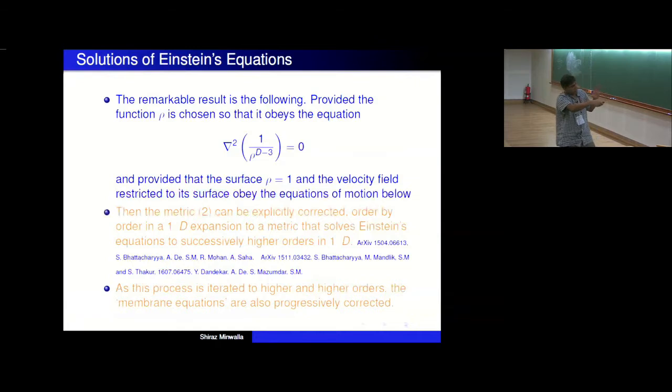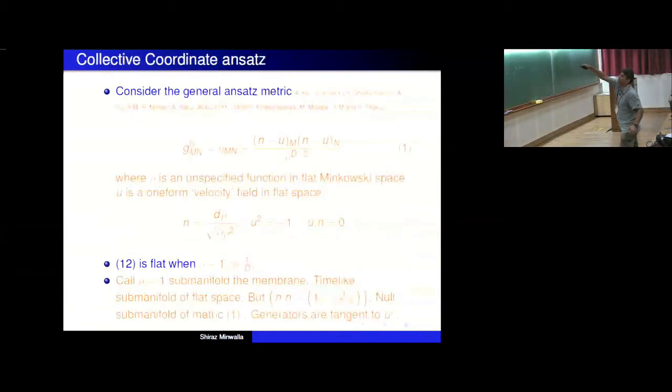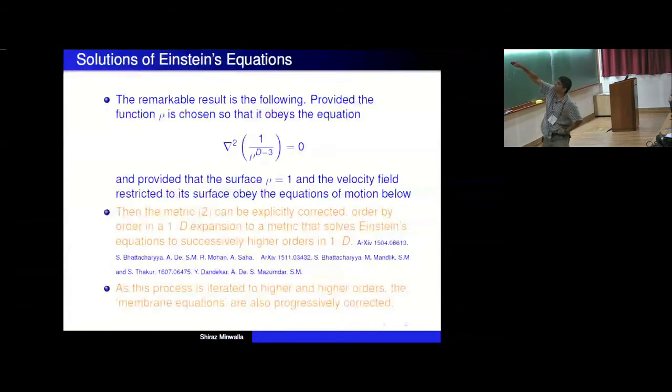But there's a result, interesting to me, which I'll tell you about. Suppose I took that starting metric form, this thing here. Remember, it was parametrized by any old function rho in flat space and any old one-form field in flat space. But now I put some conditions on this.